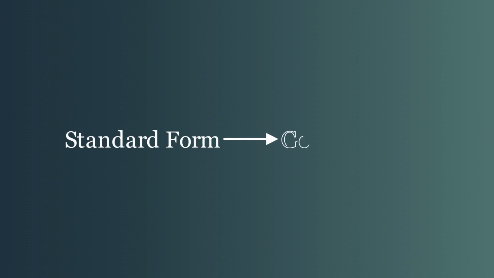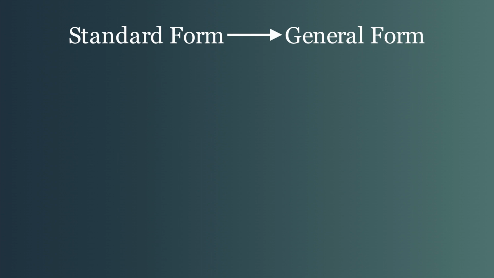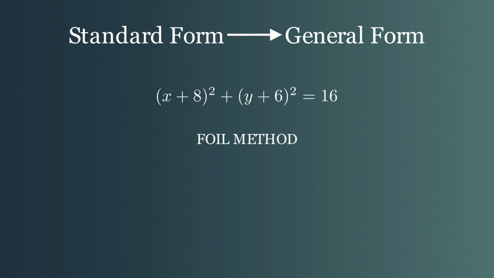Let's now go through the process of transforming the standard form of the equation of a circle to its general form. Given the equation (x plus 8) quantity squared plus (y plus 6) quantity squared is equal to 16, expanding it is the first step. We can use the FOIL method. However, for a less complicated process, we can use the formula (a plus b) quantity squared is equal to a squared plus 2ab plus b squared for each binomial.